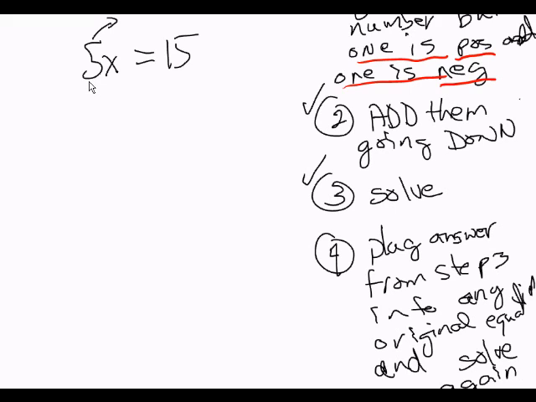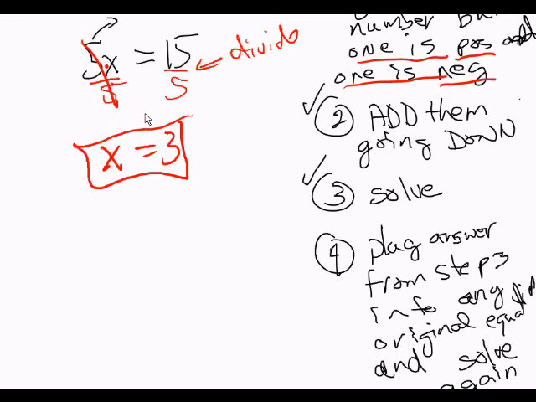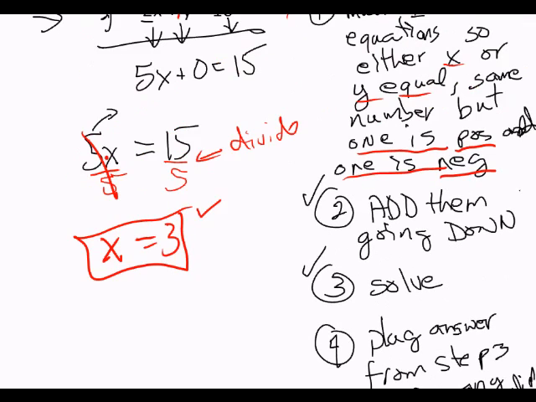Step 3, I have to solve for x here. How do I get rid of this 5? I want x by itself. It's 5 times x, so we do the opposite of multiply. Divide. You divide by 5 on both sides. 5 divided by 5 is 1x. And 15 divided by 5 is 3. Remember, we're trying to find out what x and y equal. Here's one answer. X equals 3.